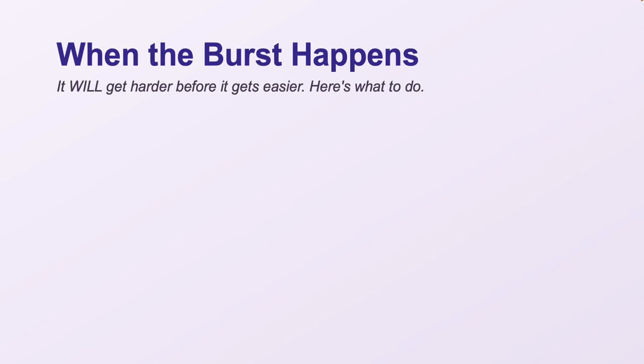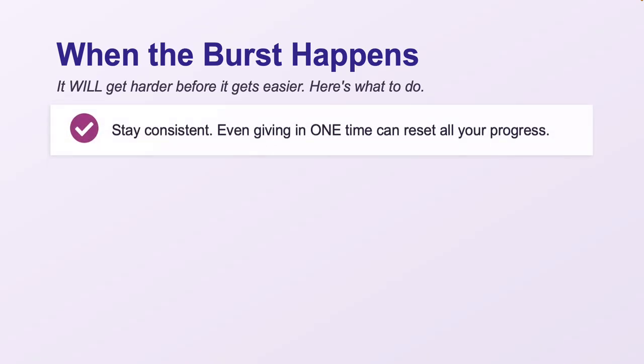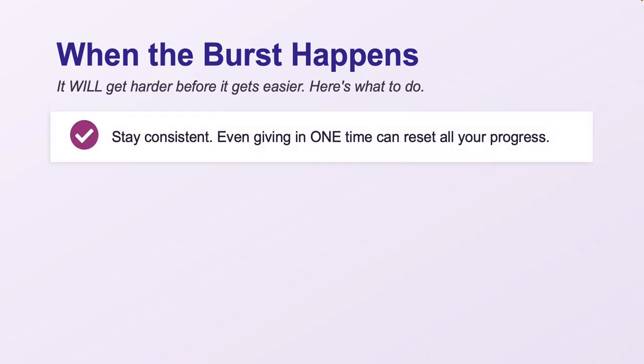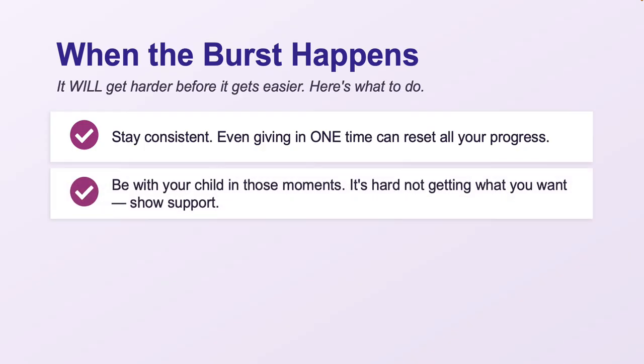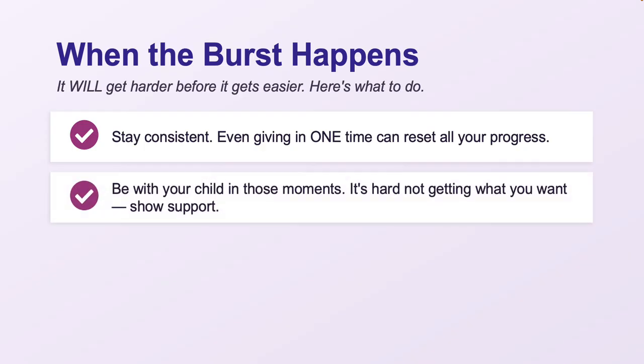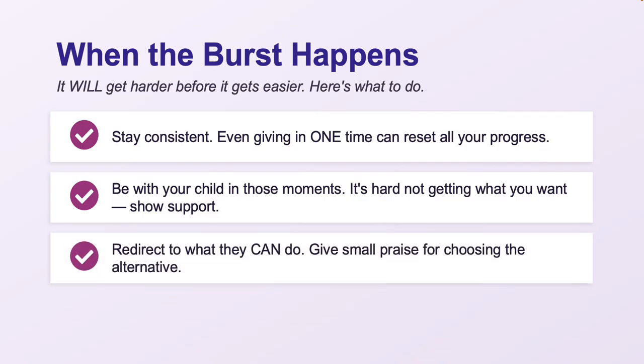So when the burst happens, and it will get harder before it gets easier in many, many cases, here's what to do. Stay consistent. Giving in one time can reset all the progress. Be with your child in those moments. It's not hard getting what you want, right? It's hard not getting what you want. Show support. That stinks, right? New things are there and it can be really difficult. Show your child that you're there with them, trying to learn with them.